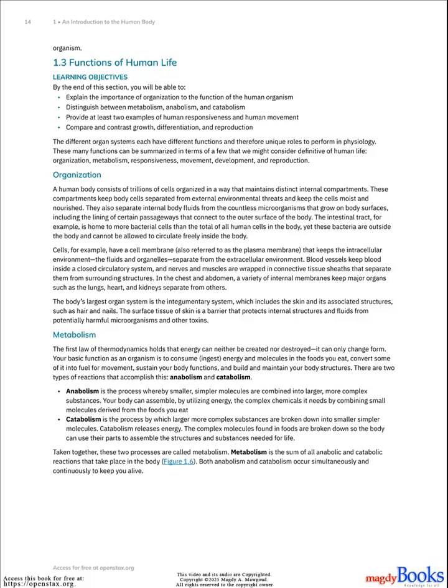Organization. A human body consists of trillions of cells organized in a way that maintains distinct internal compartments. These compartments keep body cells separated from external environmental threats and keep the cells moist and nourished. They also separate internal body fluids from the countless microorganisms that grow on body surfaces, including the lining of certain passageways that connect to the outer surface of the body. The intestinal tract, for example, is home to more bacterial cells than the total of all human cells in the body, yet these bacteria are outside the body and cannot be allowed to circulate freely inside the body.